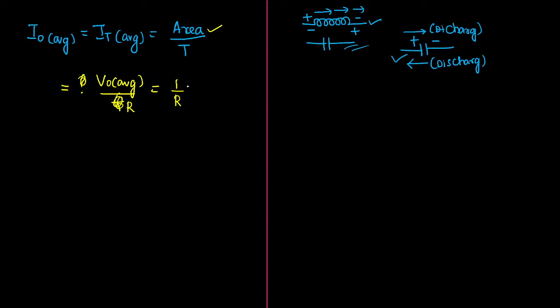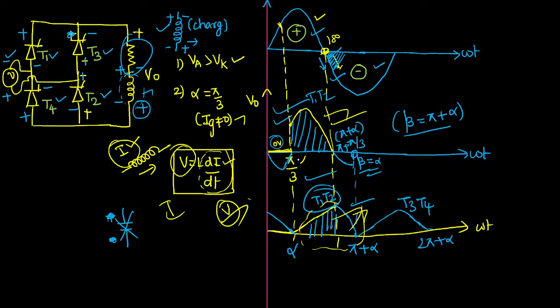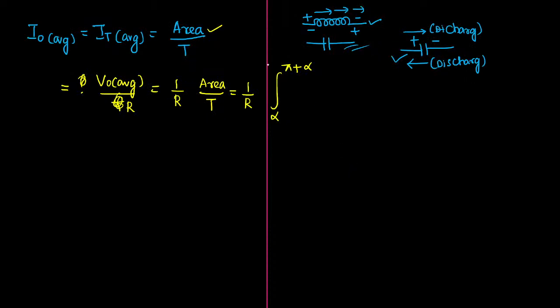Now, how will you calculate V naught average? As usual, the formula is area by time only. It follows a standard sinusoidal waveform, so it is easy to calculate. The area will be an integral, and the integration period will be alpha to pi plus alpha. I have already told you that we are drawing the waveform from alpha to pi plus alpha only. Here pi plus alpha equals the extinction angle beta. Don't forget, basically the formula should be derived from alpha to beta only. But in your question, they haven't given any information about the extinction angle. So by default, if there is no extinction angle data in your question, you can assume that the extinction angle will be equal to pi plus alpha. This is a very important point.